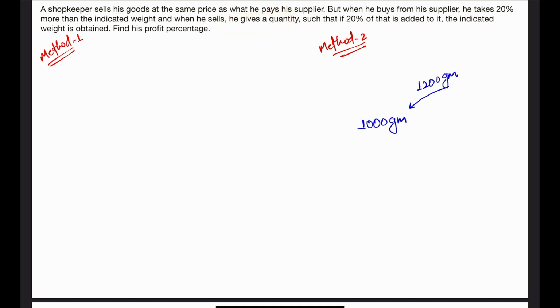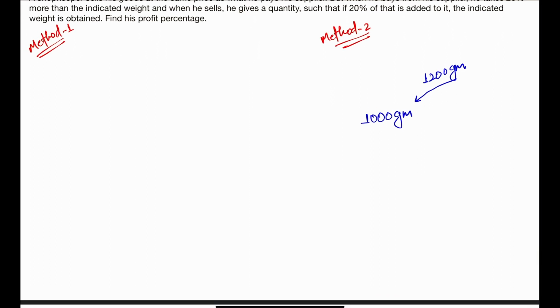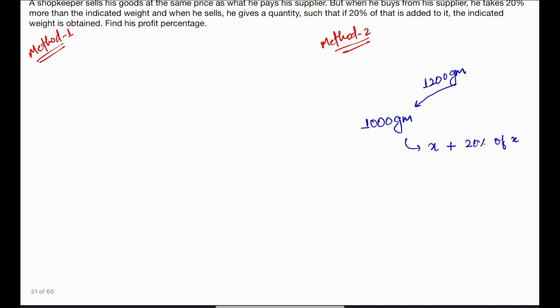So the question is, when he sells, he gives a quantity such that 20% of that is added to it, the indicated weight is obtained. So find his profit percentage. So what is the question saying? That he is selling amount X, and then if I add 20% of that amount X, 20% of X, I will be getting how much?